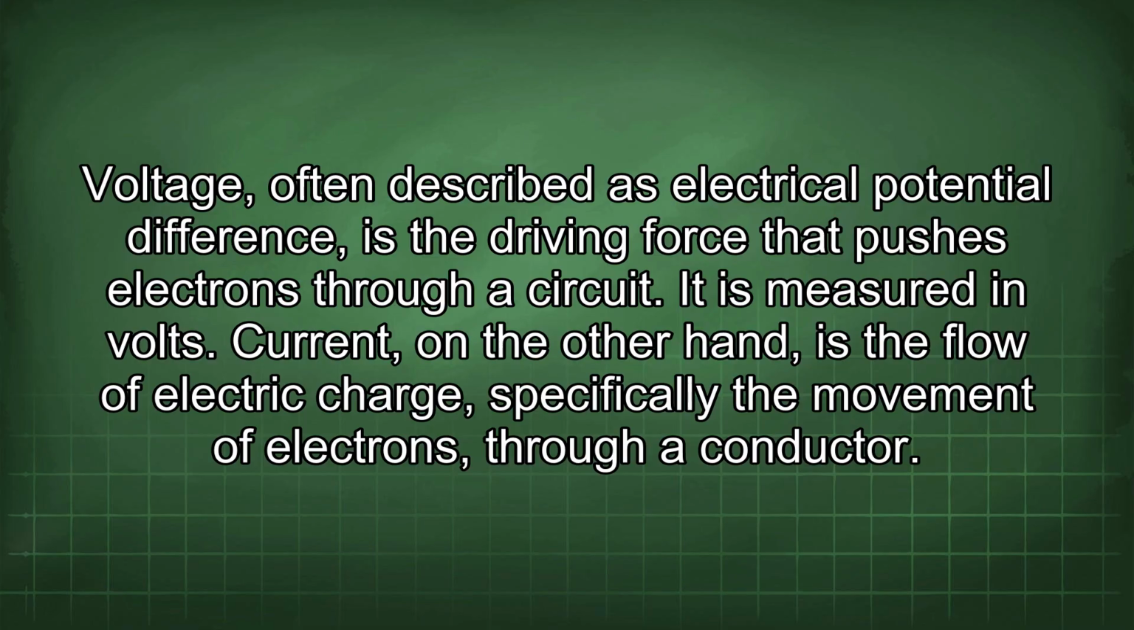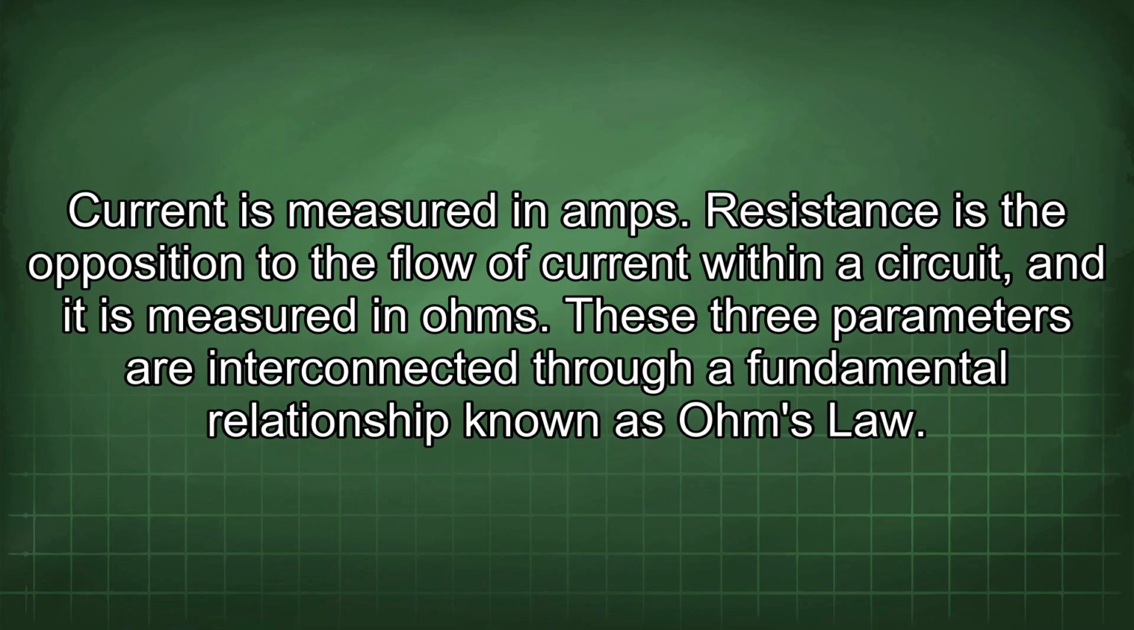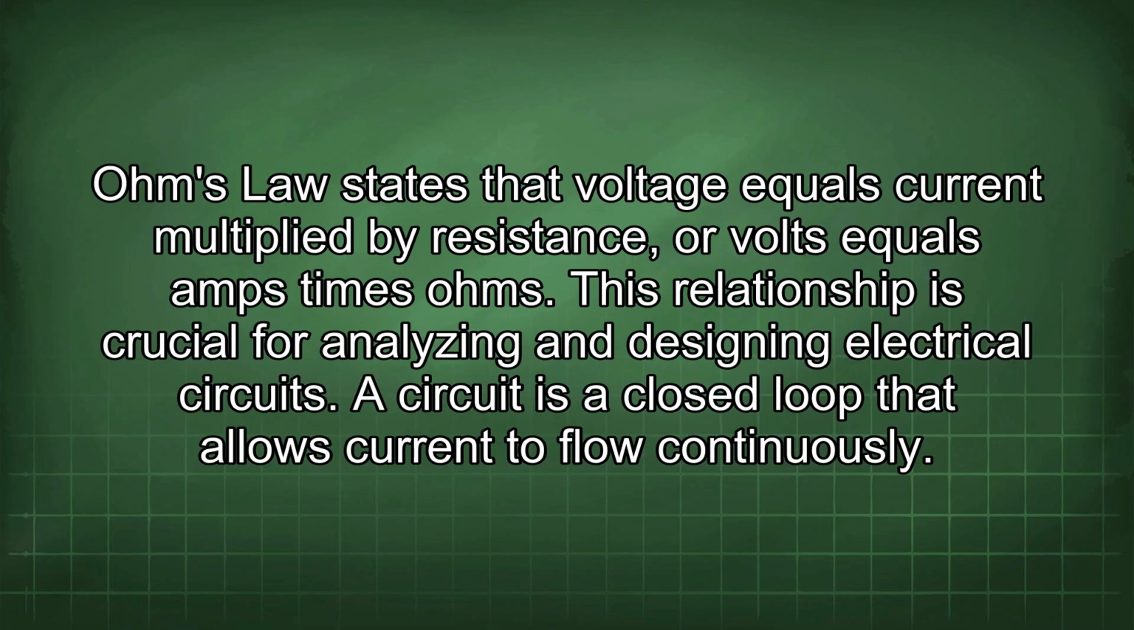Current, on the other hand, is the flow of electric charge, specifically the movement of electrons through a conductor. Current is measured in amps. Resistance is the opposition to the flow of current within a circuit, and it is measured in ohms. These three parameters are interconnected through a fundamental relationship known as Ohm's law. Ohm's law states that voltage equals current multiplied by resistance, or volts equals amps times ohms. This relationship is crucial for analyzing and designing electrical circuits.